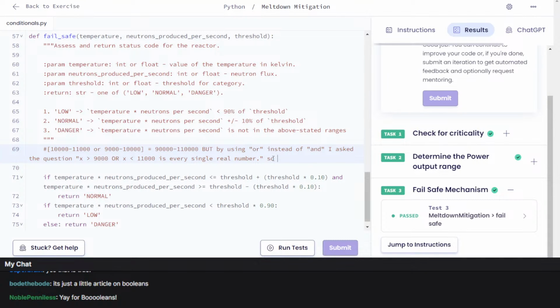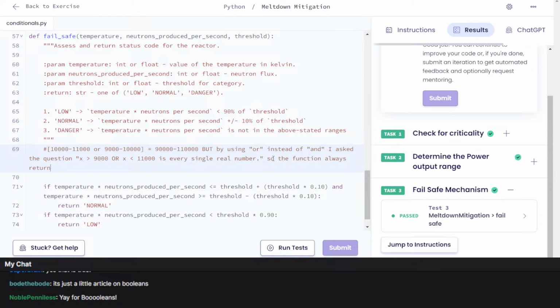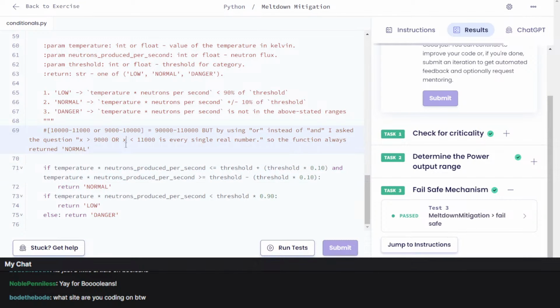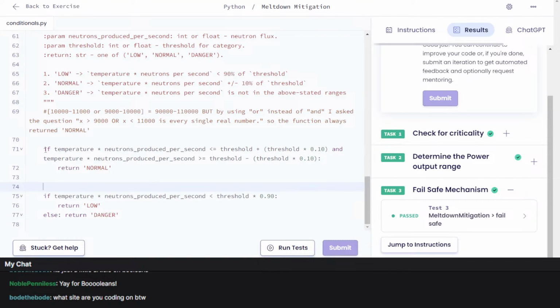So the function always returned normal. Okay, there's a little note of my mistake. Oh wait. Oh yeah, you have to keep it like this in Python. In a single line. Okay, I'll just keep it in a single line. Okay, so we know this works. That's good. Bodefi Bode says, what site are you coding on BTW?